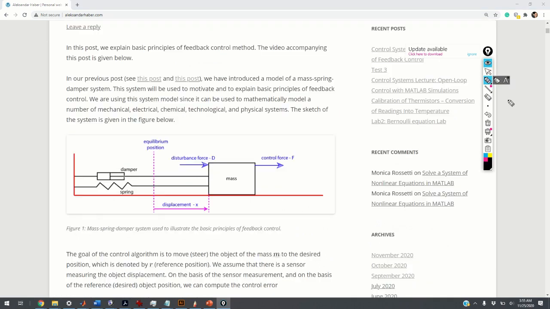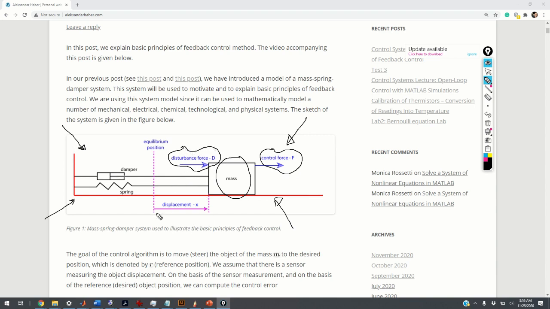Okay, so let us start. What you can see over here is a relatively simple model of a large number of dynamical systems. This is a mass spring damper system, so we are assuming that there is a mass or an object that's being attached to a damper and to a spring. At the same time, you assume that there is a control force that's used to steer this mass or this object to a desired position. At the same time, we assume that there is a disturbance force acting on this system.